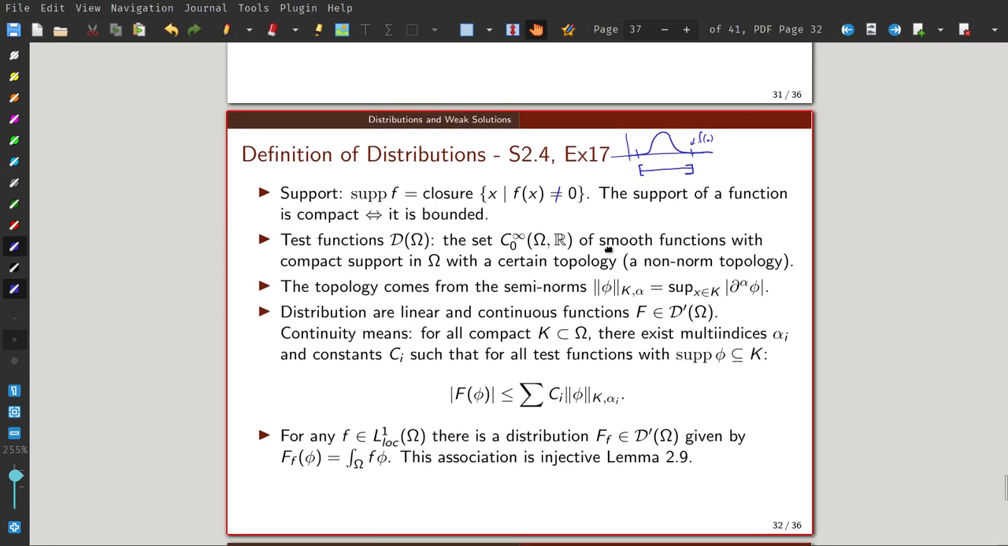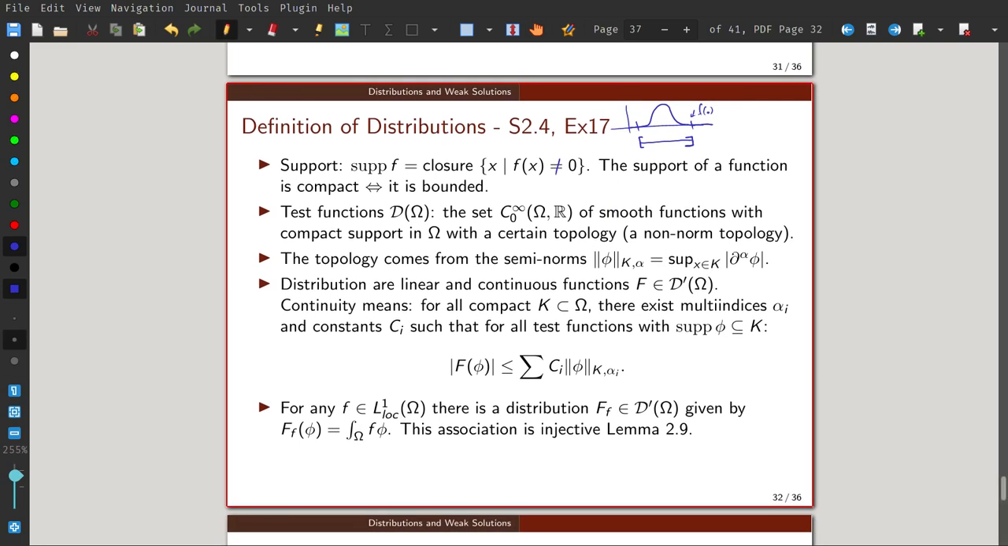Okay. And we speak often of functions of compact support because the support of a function is by definition a closed set. It's the closure of something. When we say a function has compact support, what we're really saying is that the support of the function is bounded. Okay, it's a bounded set.